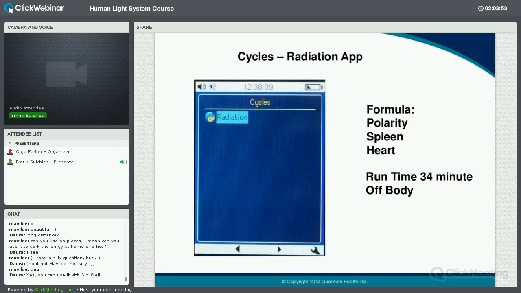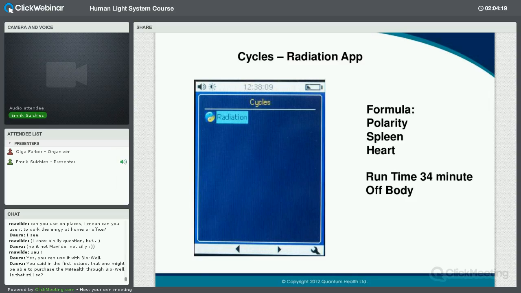This is what I told you about radiation. There's a formula in it which says polarity. It will reset your polarity, minus and plus. It will do a lot of healing in the spleen and do a lot of healing in the heart. And the runtime of this cycle is 34 minutes. It's working only off body.